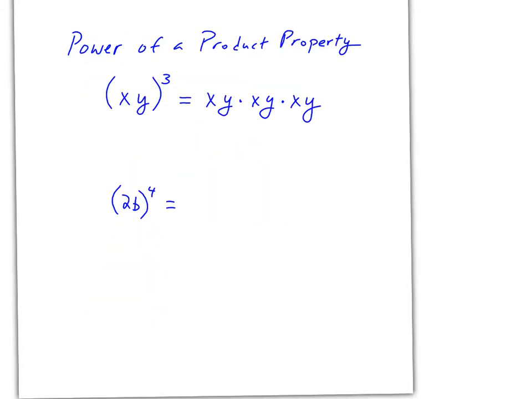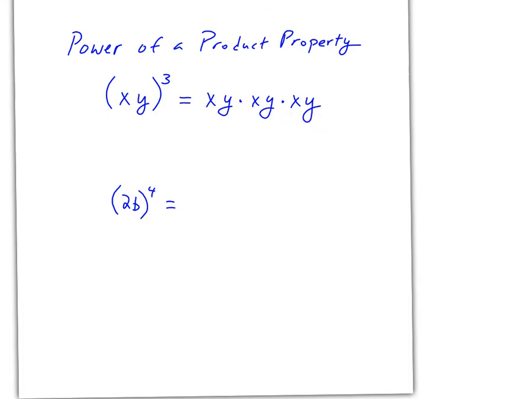So this is called the power of a product property. So you have this product x times y, and you're taking that to a power. And so just to understand that property a little bit, you'll notice that I have x times y cubed means x times y times x times y times x times y.